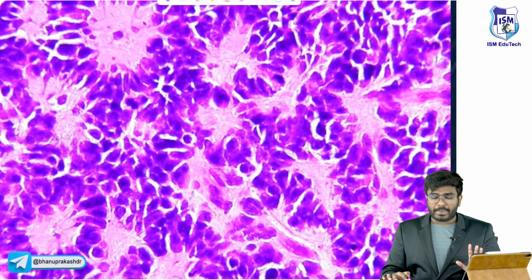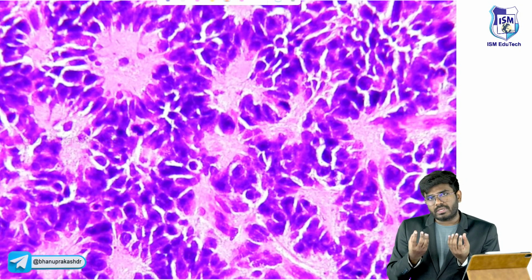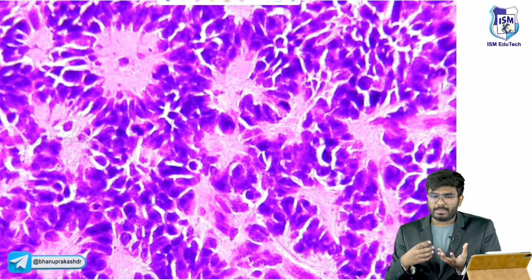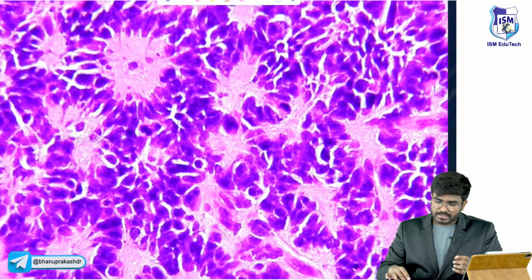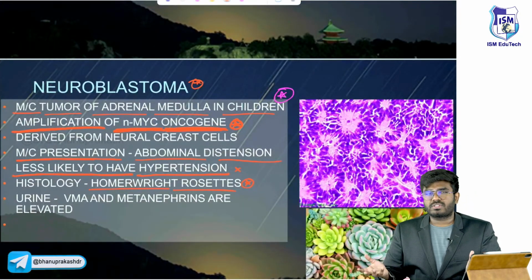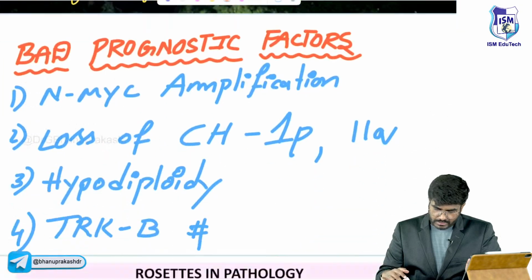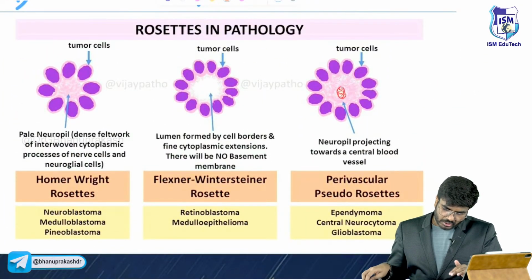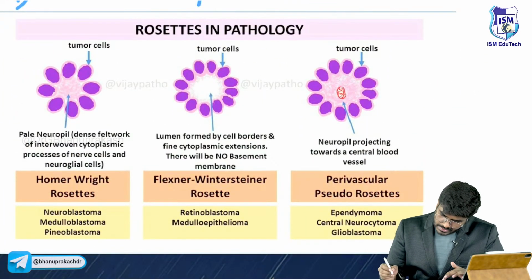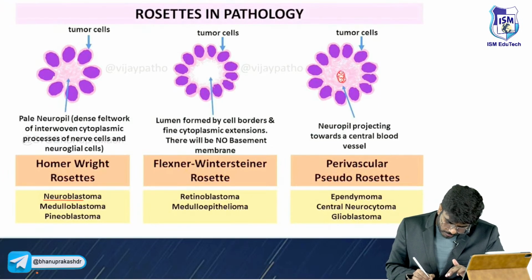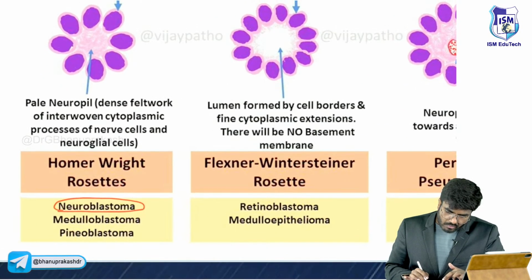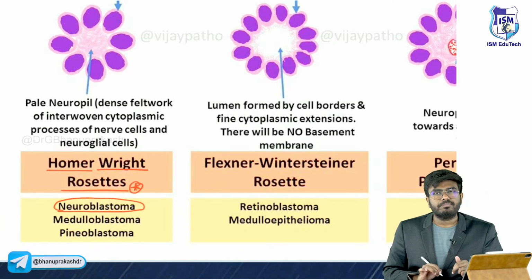It's not a Zellballen pattern. Now it almost looks like a flower appearance, with petals. This is called Homer-Wright rosettes or Homer-Wright pseudorosettes. In pathology there are different types of rosettes. In neuroblastoma, what kind of rosettes are seen? Homer-Wright rosettes.